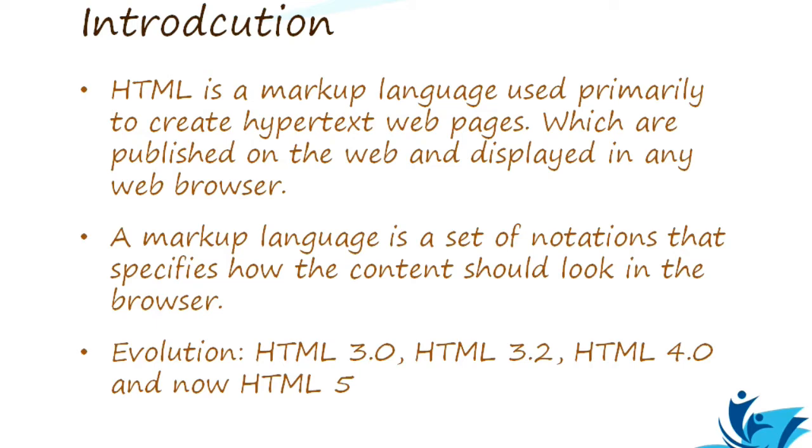HTML is a markup language primarily used to create hypertext web pages which are published on the web and displayed in any browser. A markup language is a set of notations that specifies how the content should look in the browser. HTML's evolution starts from 3.0 and 3.2, then 4, and now it is on HTML5.